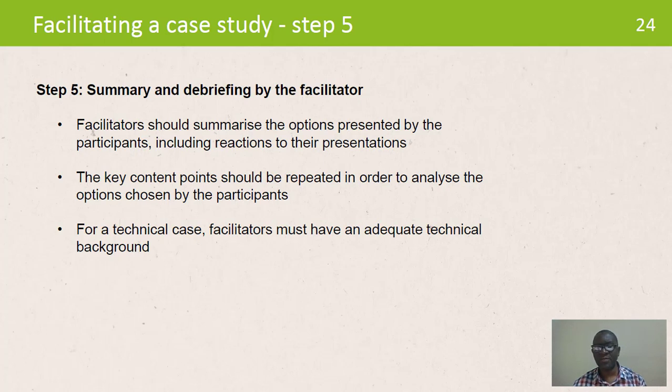The key content points identified during presentation of the case study should be taken up in order to analyze the options chosen by the participants. For a technical case, the presenter must have adequate technical background, otherwise a co-facilitation with a person who has appropriate skills is required.